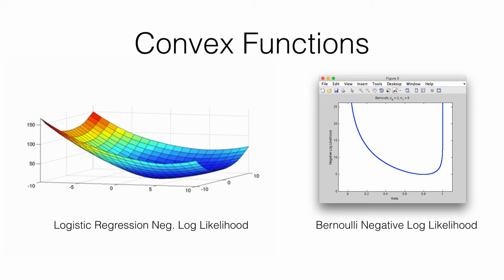So on the right, we have the Bernoulli negative log likelihood, which is another example of a convex function, but it's kind of a funny one because, unlike the logistic regression parameters, which are in some exponent, right?